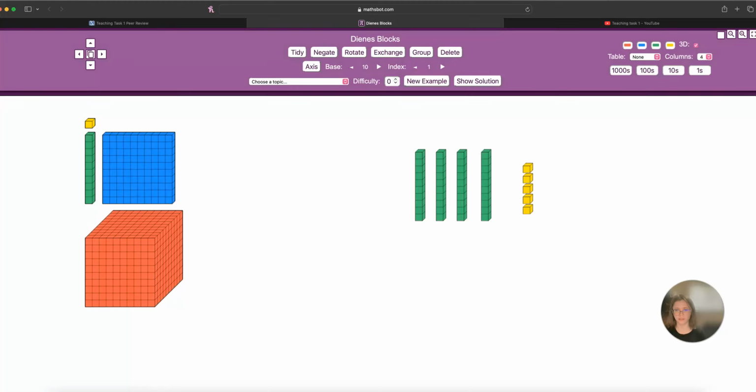So for our standard, we have 4 longs, which are counts of 10, so 10, 20, 30, 40, we have 4, and then we had 5 small cubes. So our standard number is 45, 4 groups of 10 and 5 small cubes.